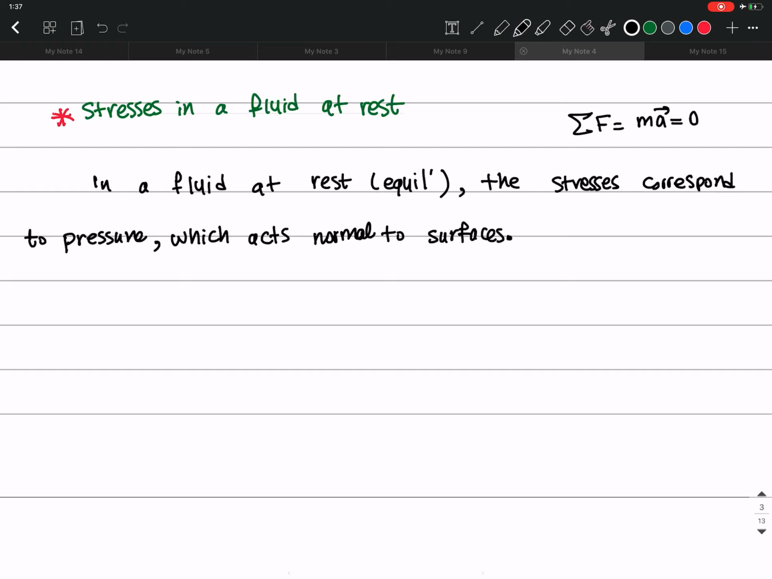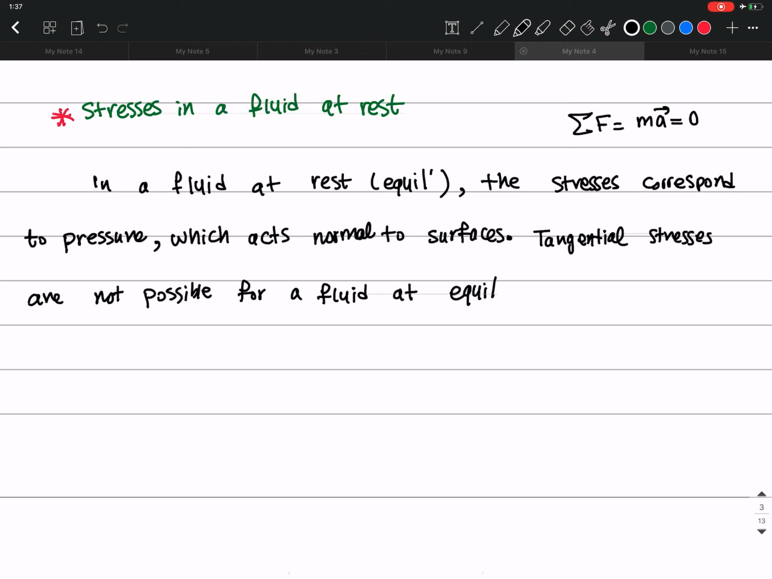So in a fluid at rest, tangential stresses are not possible for a fluid at rest or at equilibrium, since otherwise the fluid would just move or flow.